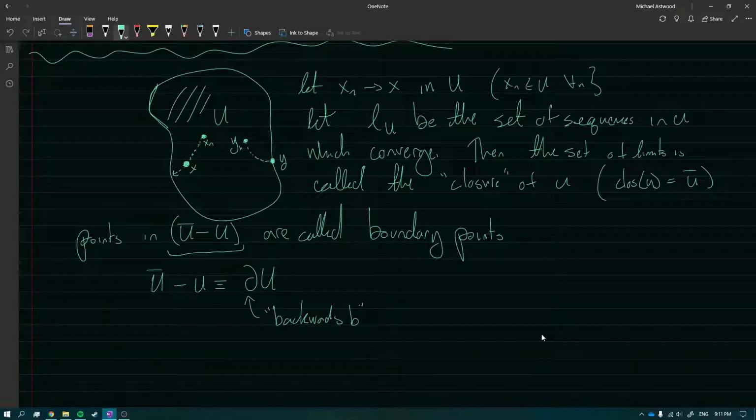It looks sort of like the Basics logo, if you've ever seen that shoe brand before at Walmart or something. So this is the boundary of U, and the reason why we call it that also, there's another definition of it.